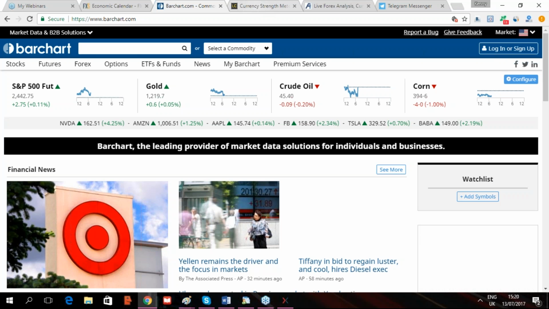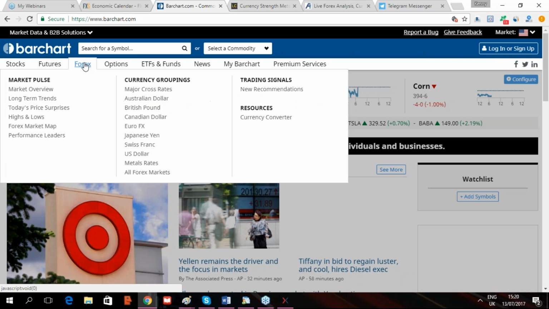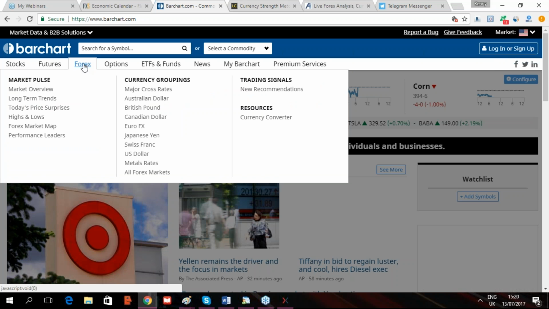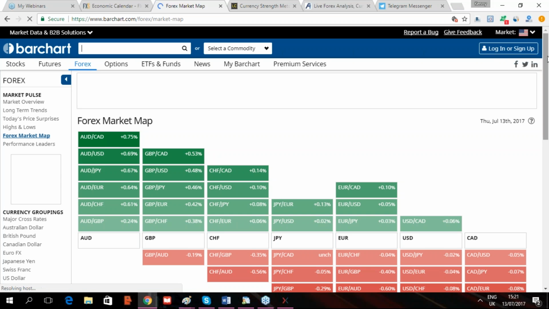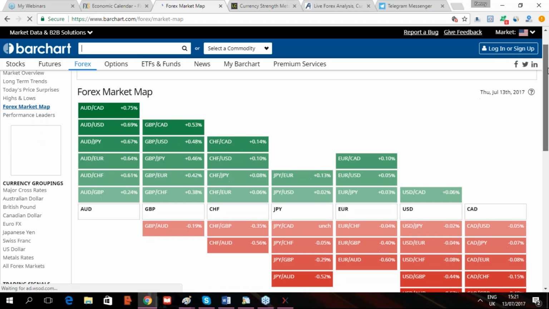So on barchart.com, you click onto Forex, and once you click onto Forex, you click onto the Forex heat map. This is where we are. The reason why we are doing all this, getting information from barchart.com and livecharts.co.uk, is just to know which are the strong currencies and which are the weak currencies. That's it. So we've got the economic calendar already done. That is just to choose the USD. So we've got USD in our mind.